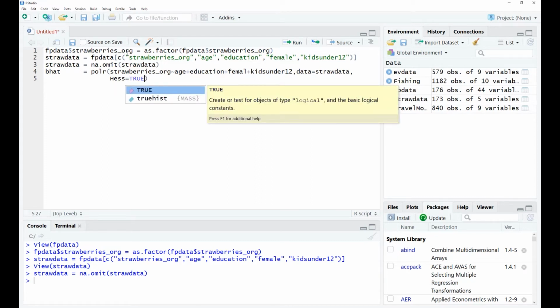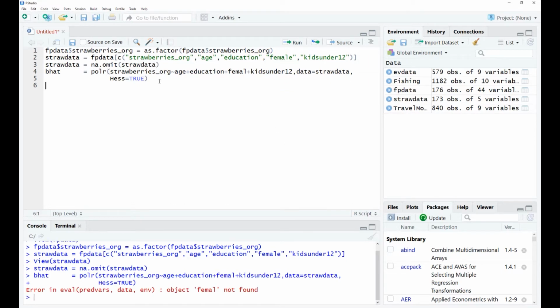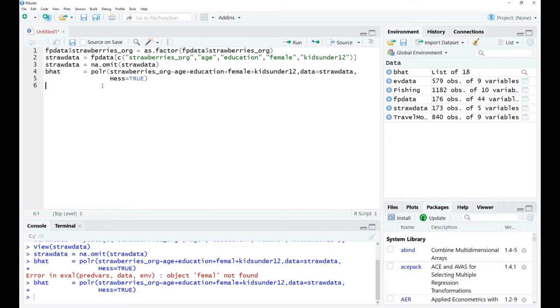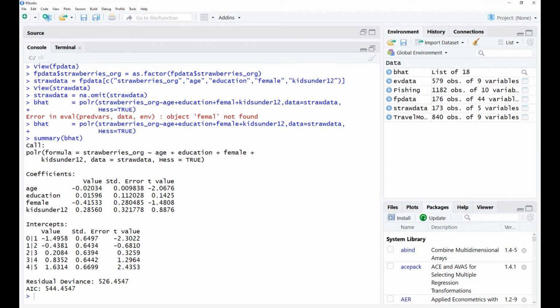For those of you that are interested, Hess refers to the Hessian matrix, and it is used to actually estimate the model. If you think back about the numerical methods that I talked about for those types of models, this is simply a parameter that ensures that the model solves correctly. Then we hit enter. And we type in summary b_hat, and we get our estimates.